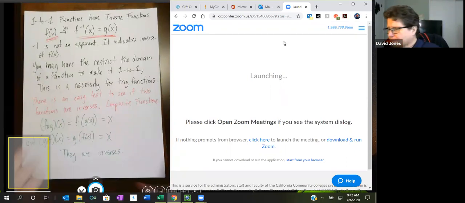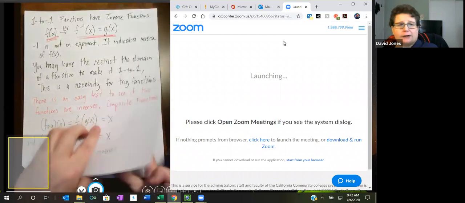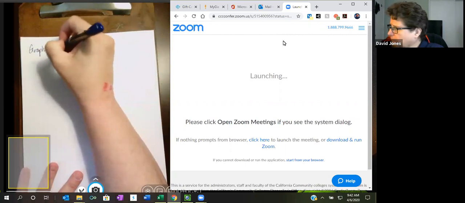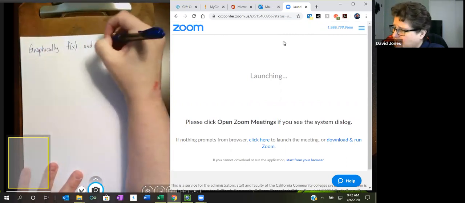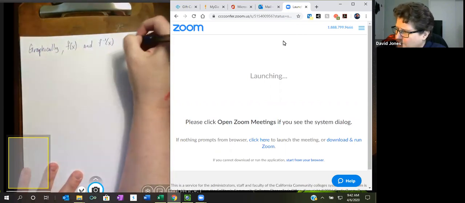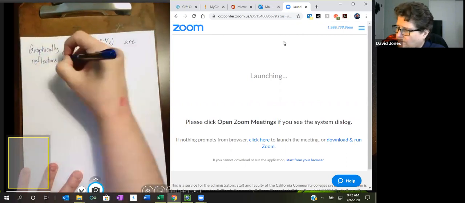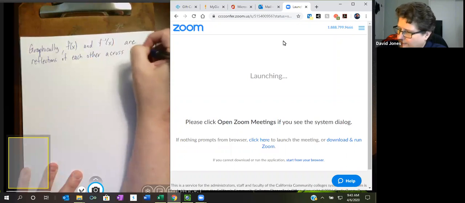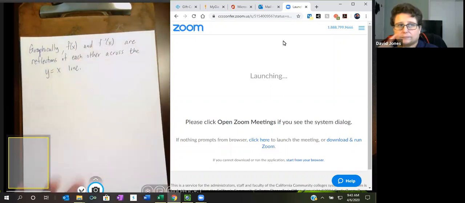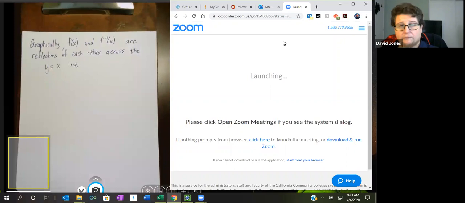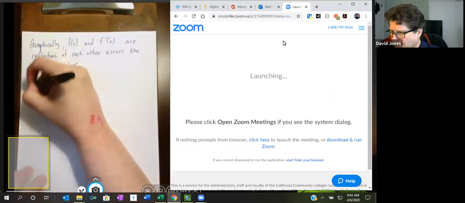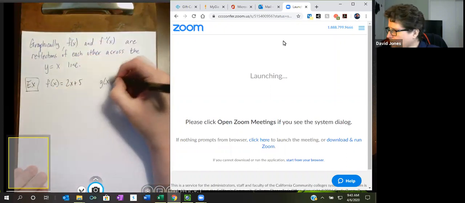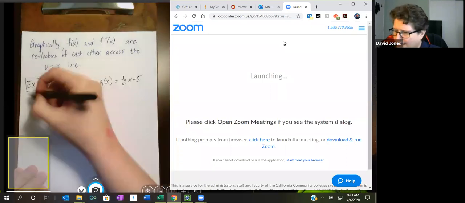If you're more of a visual learner, how do we identify inverses from a graph? Graphically, f of x and f inverse of x are reflections of each other across the y equals x line. Take a look at an example. We have f of x equals 2x plus 5, g of x equals 1/2 x minus 5. Are they inverses?